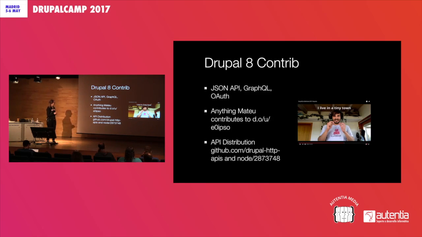I think that's another Mateo module. Simple OAuth works really, really well with JSON API. In fact, pretty much anything Mateo is contributing to right now is amazing and all to do with APIs. So just go visit his D.O profile, and you can see all the cool things he's working on.